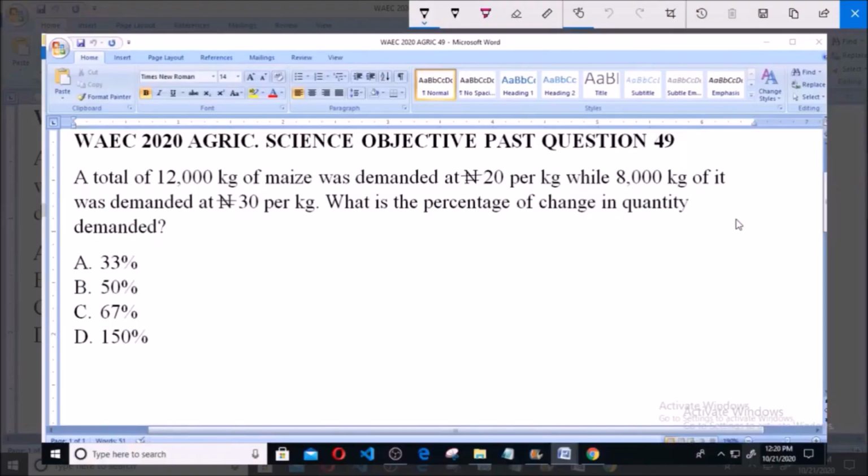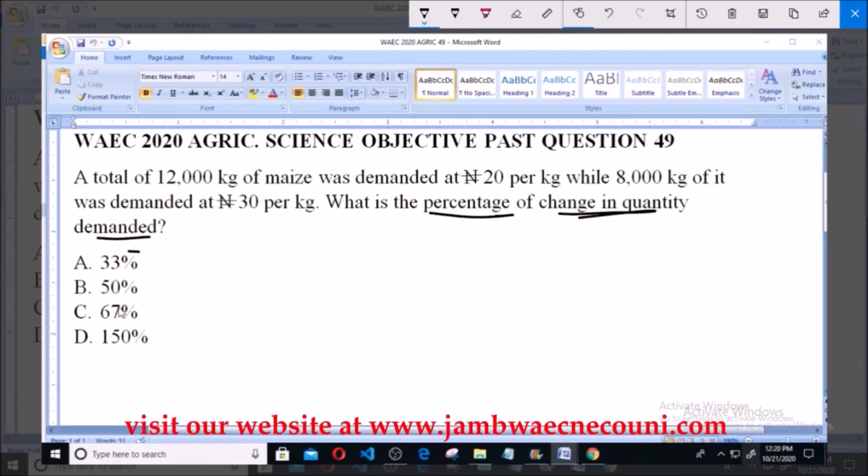Hello and welcome. I'll be answering WAEC 2020 Agric Science Objective Past Question 49. A total of 12,000 kg of maize was demanded at 20 naira per kg, while 8,000 kg of it was demanded at 30 naira per kg. What is the percentage of change in quantity demanded? Now this is a question on calculating percentage of change in quantity demanded. Option A says 33%, B 50%, C 67%, D 150%.